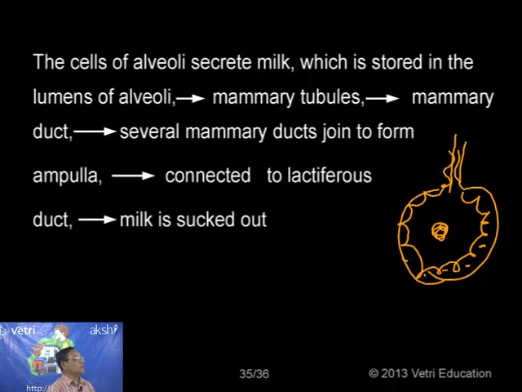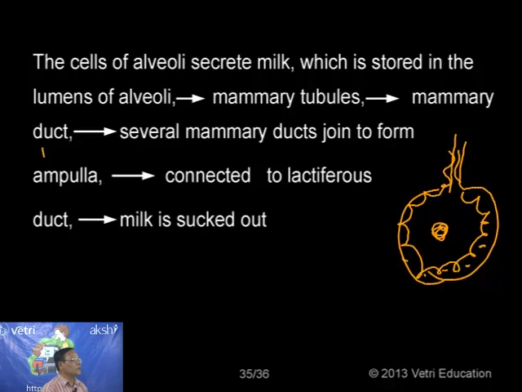From the lumen of the alveoli, small tubules, which we call mammary tubules, originate, and many tubules join together to form the mammary ducts. Several mammary ducts join to form a part called the ampulla, a swollen part where the milk is stored for a while before it is released. This ampulla is connected to the lactiferous duct, which opens at the tip of the nipple through which the milk is sucked out.